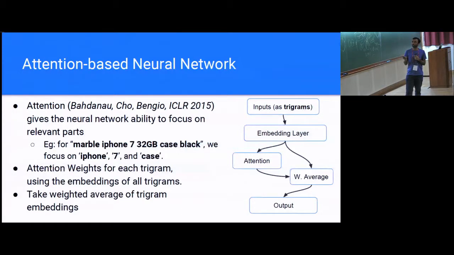So the way we do it is we take the query as input as trigrams, so character level trigrams, and send that into an embedding layer, which will give us some vector for each trigram. We send those vectors into an attention layer, which will tell us that, okay, focus on iPhone, focus on 7, and focus on case. Ignore 32, don't pay too much attention to black or marble. And so we'll use those attention weights, take a weighted average of the trigram embeddings that we got from the embedding layer, and that's the final output.